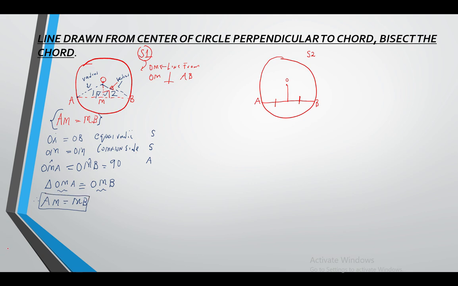This is the first situation where we gave you a line from the center of a circle and that line is perpendicular. We told you that the line is perpendicular. The first situation will come this way. We put the center, we put a chord, and we tell you that this is 90 degrees. Automatically, if it's M, AM is equal to MB. That was the first situation. I want us to go to the second situation now.